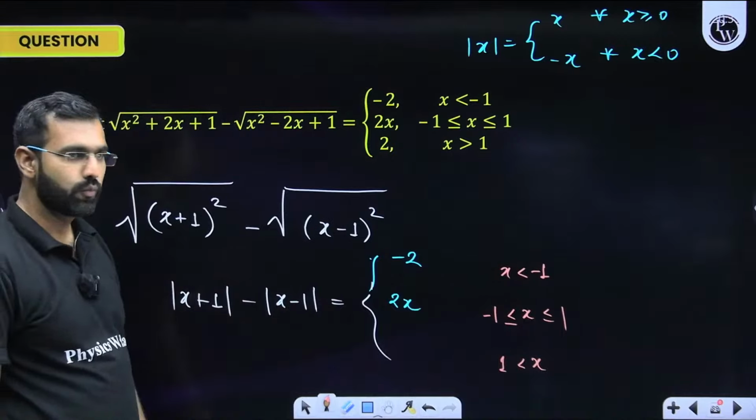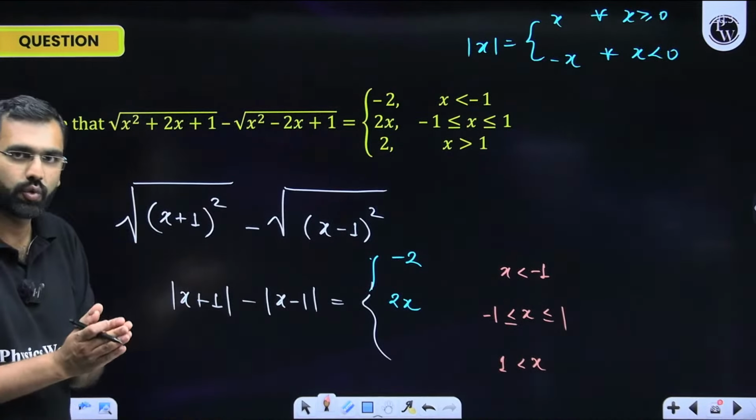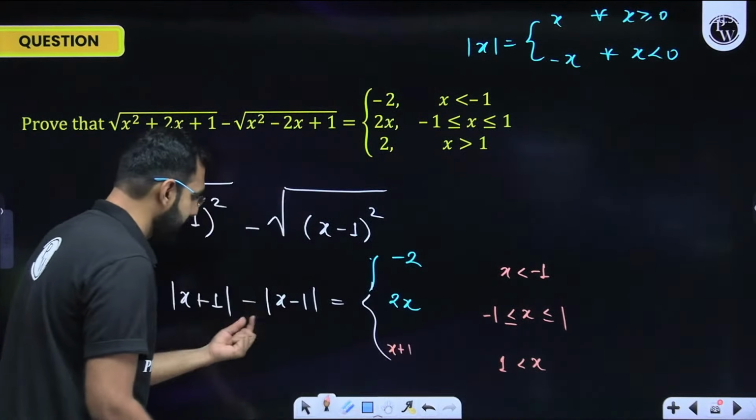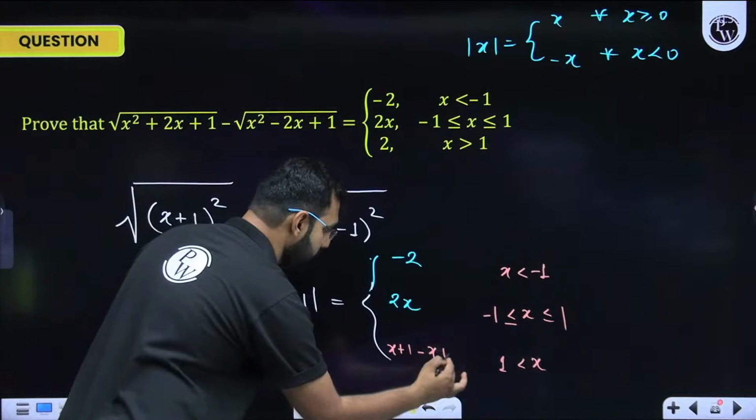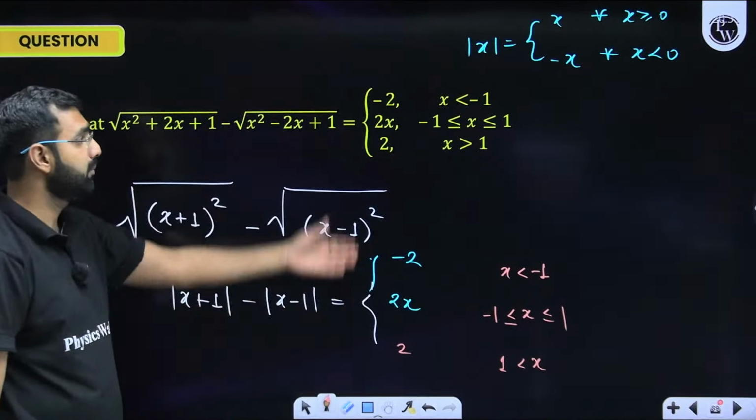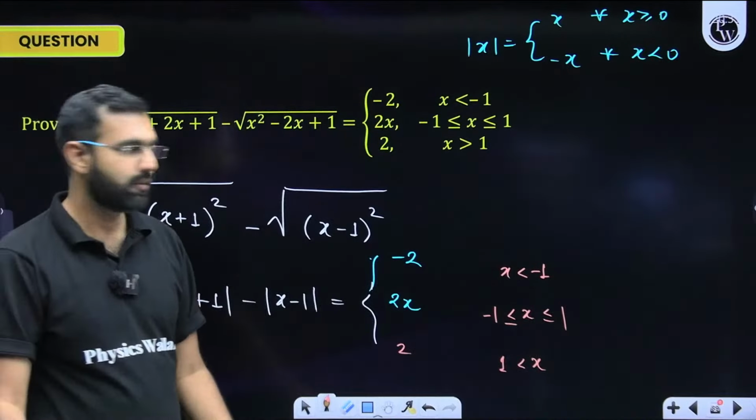X is greater than 1, which means this will be positive, this will be positive. So if both of them are positive, modulus will get removed like that only. So this becomes x plus 1 minus of x minus 1, which is minus x plus 1. So x and x are cancelled. You're left with 1 plus 1, which is 2. And I think it matches with this. Everybody understood that result? Can we move ahead from here?